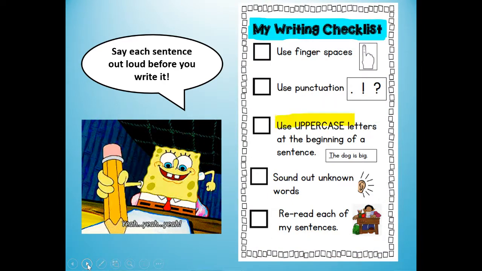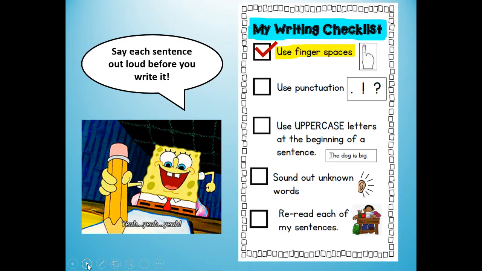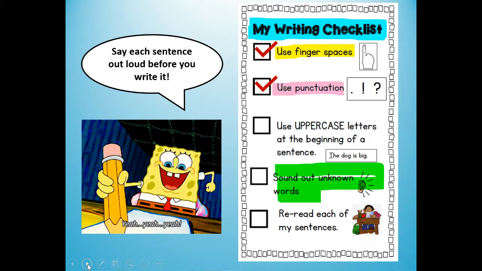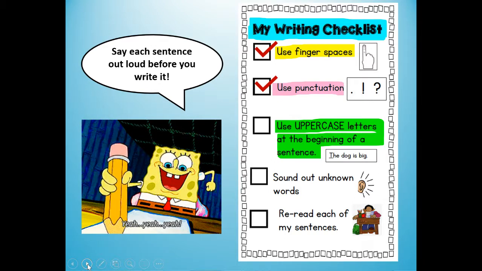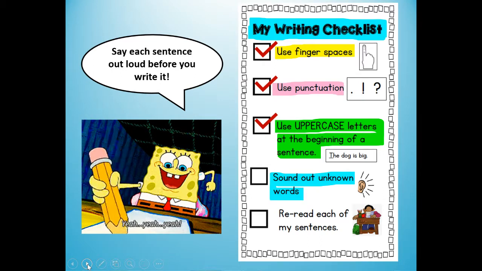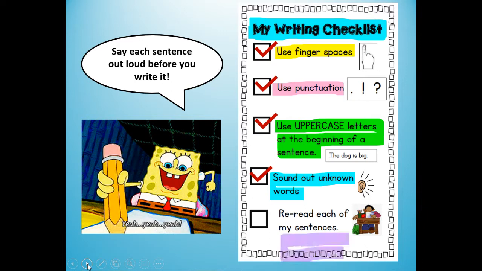When you're writing, make sure you have finger spaces between each of your words. Make sure you use punctuation, periods, commas, exclamation marks. Make sure you use uppercase letters or capital letters at the beginning of each of your sentences. Make sure you sound out your unknown words that you don't know how to spell already. And then my favorite, reread each of my sentences. Go back and reread each of your sentences to make sure they make sense and that you didn't leave out a word or that you didn't write too many words.